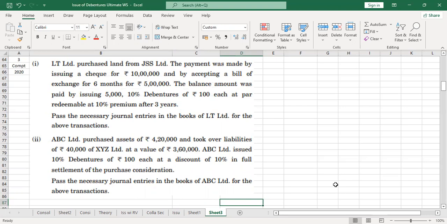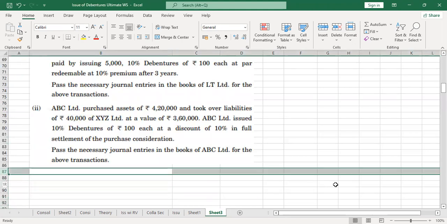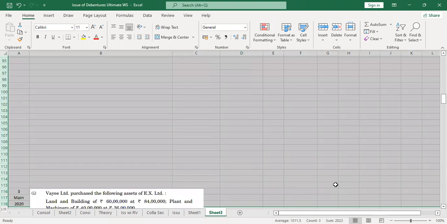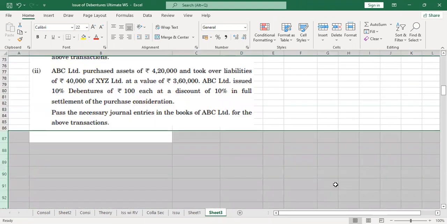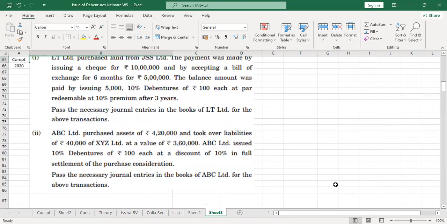Children, this is a very beautiful question. They have not given the value of the asset purchase. See, they've given it indirectly. The first journal entry is what? Assets and liabilities taken over, right? So if you have to pass the first journal entry, it will be assets taken over account debit and liabilities taken over account credit.